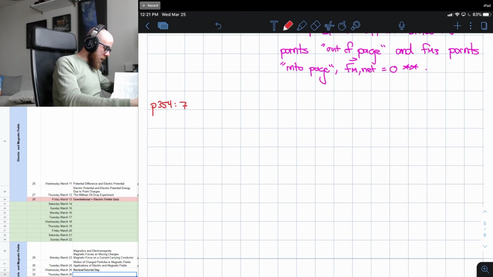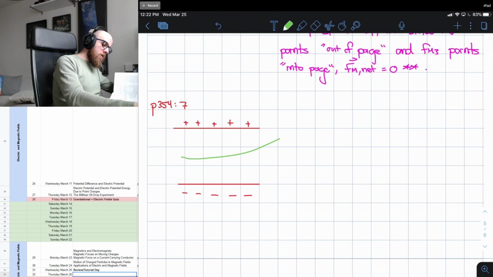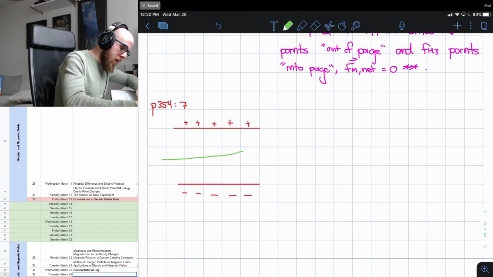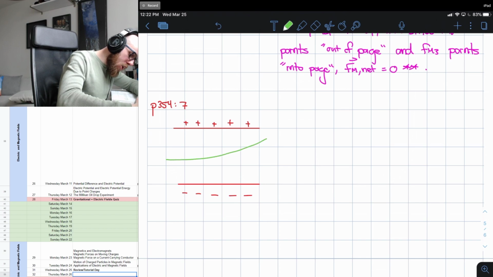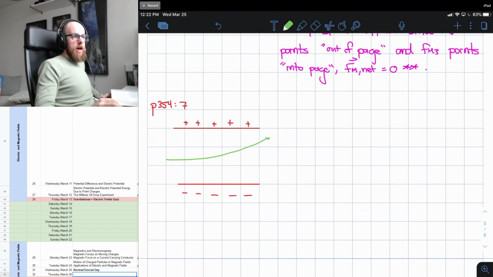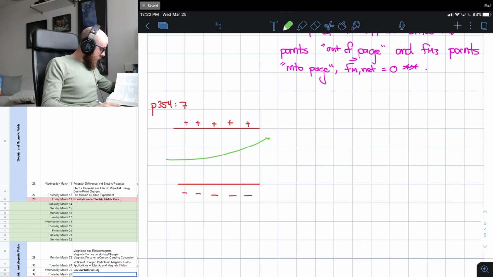So I'm actually going to draw a picture out for this. I have a positive plate on top and a negative plate on the bottom. And I have an electron that's traveling through these two plates. It will be attracted towards the positive plate as it passes through this region. Okay, so there's my electron.